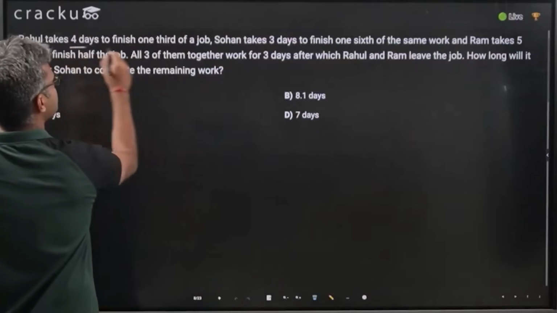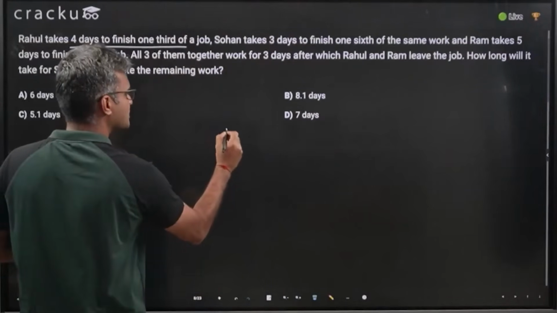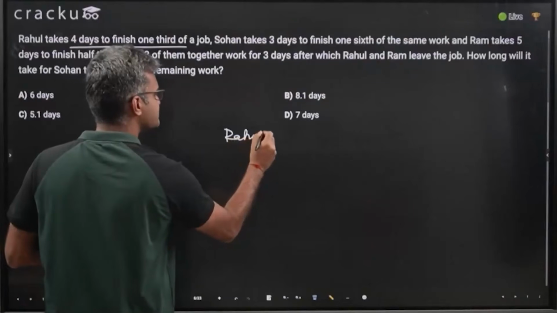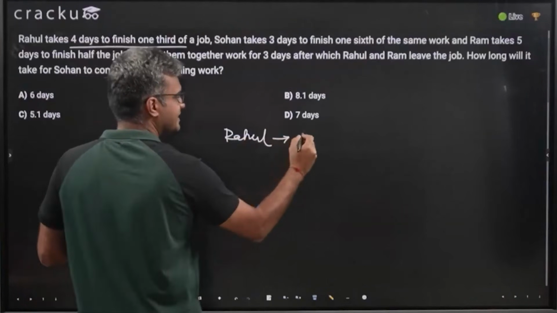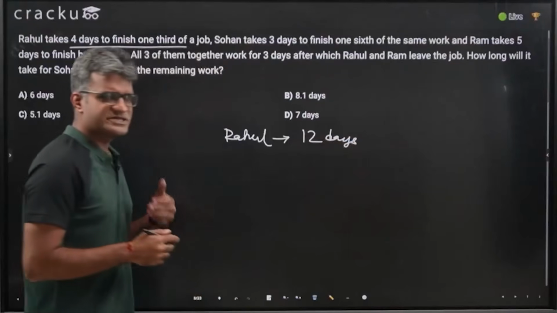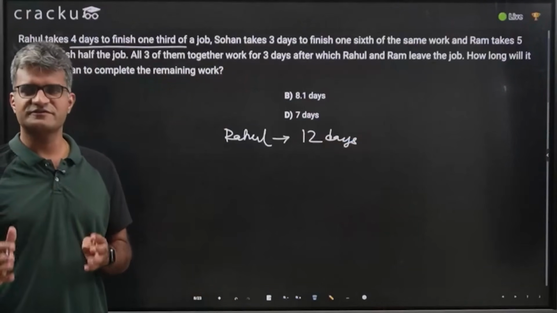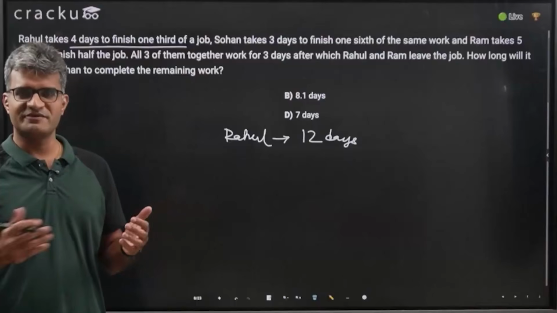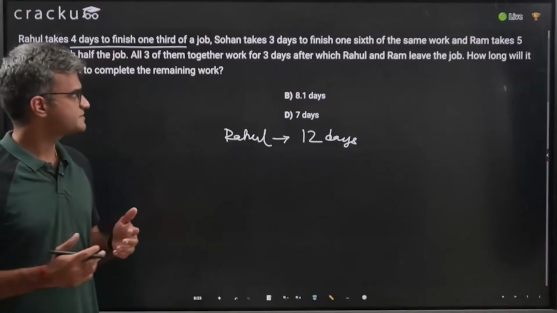Rahul takes 4 days to finish 1/3 of a job. So what is the total time that Rahul will take to finish the job? Rahul will be taking 12 days. Why 12 days? Because it takes 4 days to finish 1/3 of the job. So to complete the full job, he will take 4 into 3, which is 12 days.